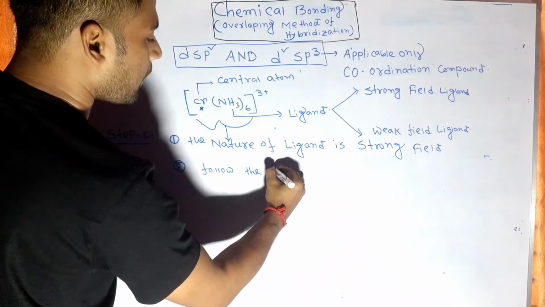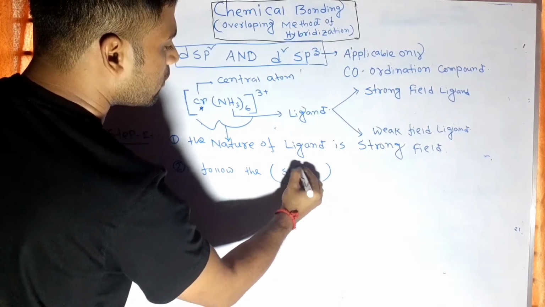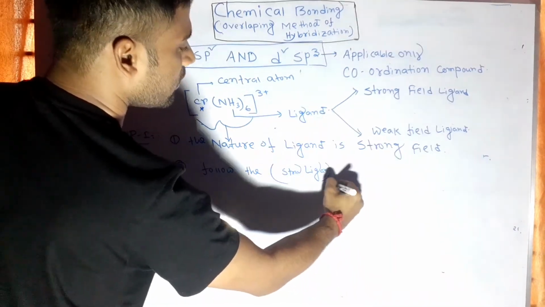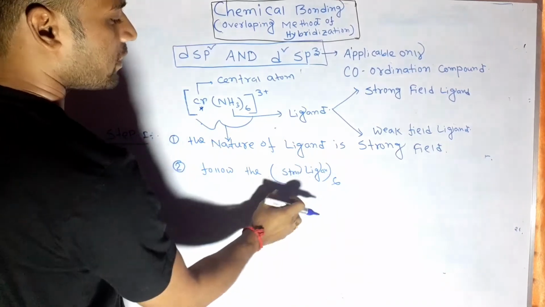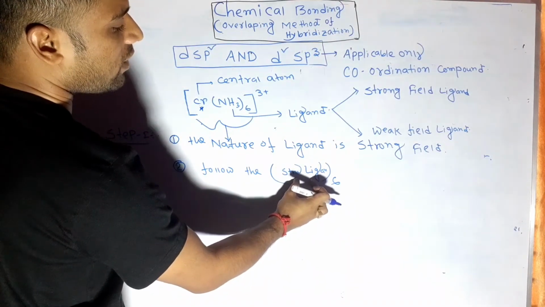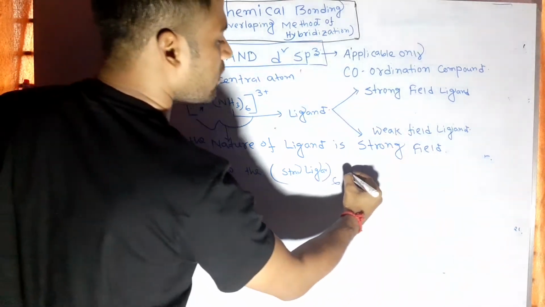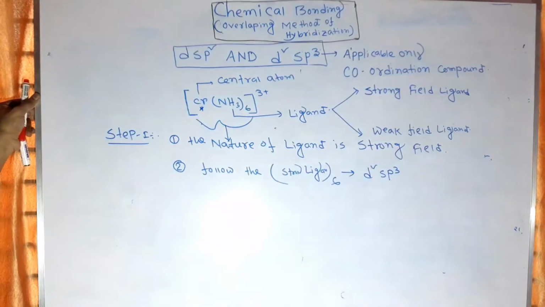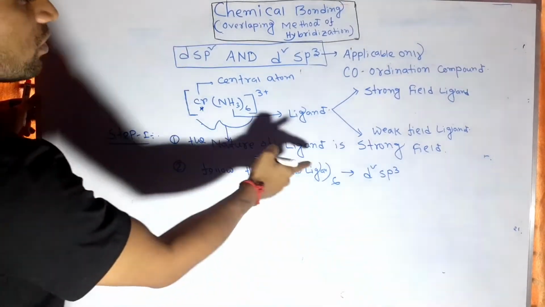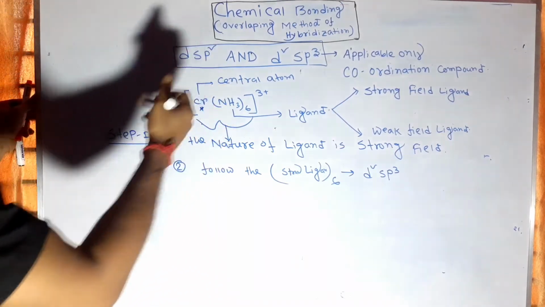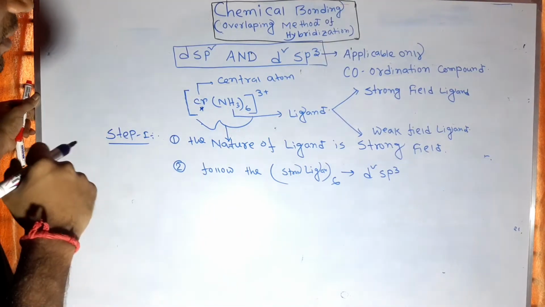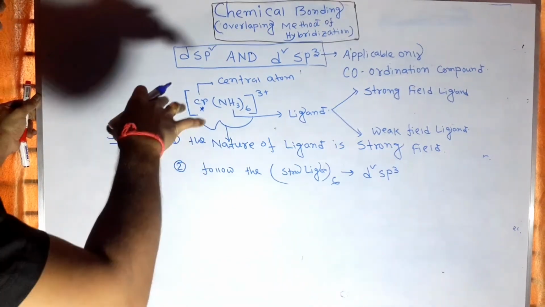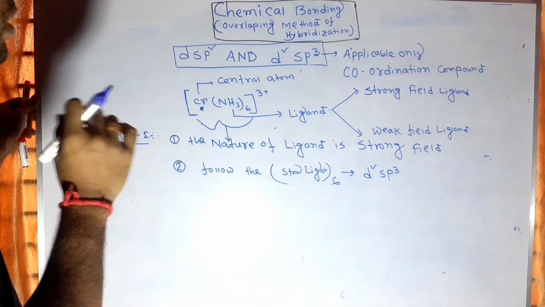The ligand is strong field. Second, we follow the number of ligands. What is the number? It is 6. If the first bracket contains a strong field ligand and the number is 6, then the hybridization is d2sp3. So the central atom has d2sp3 hybridization. This is a quick short trick to determine the hybridization in a short time. But the electronic configuration can also be used. What is the overlapping method for a coordination compound? What is the hybridization of the central atom?